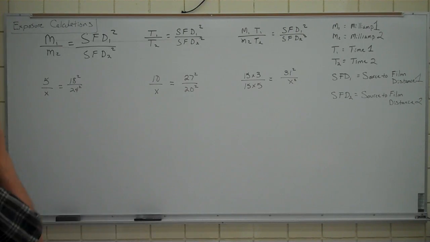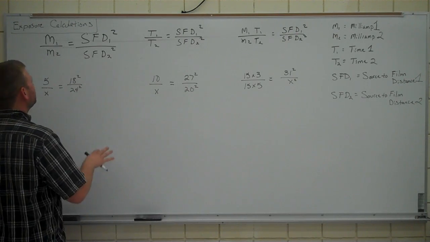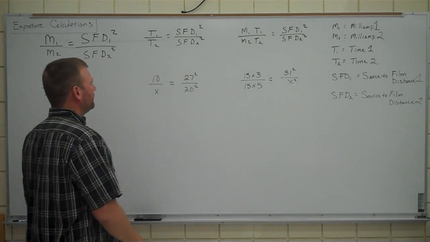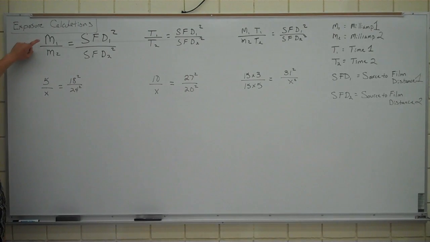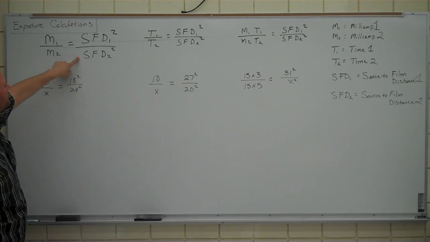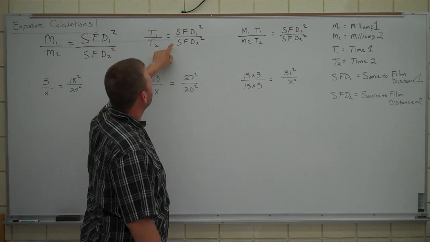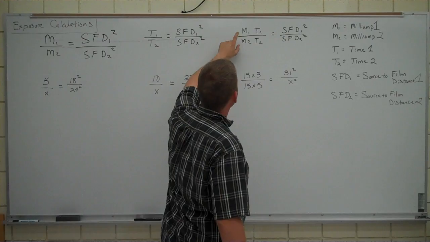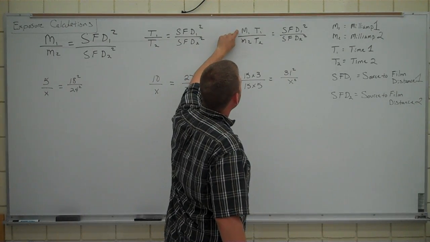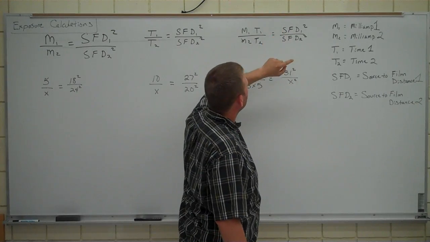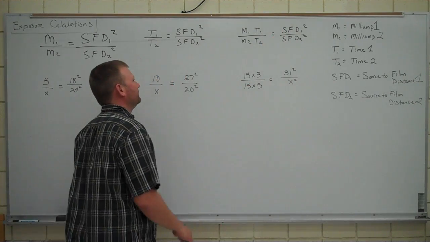Last set of exposure calculations here. Pretty easy. You can see we've kind of got a ratio set up. We've got milliamp 1, milliamp 2, source to film distance 1, source to film distance 2. Okay? Time 1, time 2, source to film distance, both 1 and 2 squared. Combining the two: milliamp 1, time 1 over milliamp 2, time 2, equals source to film distance 1 squared over source to film distance 2 squared.